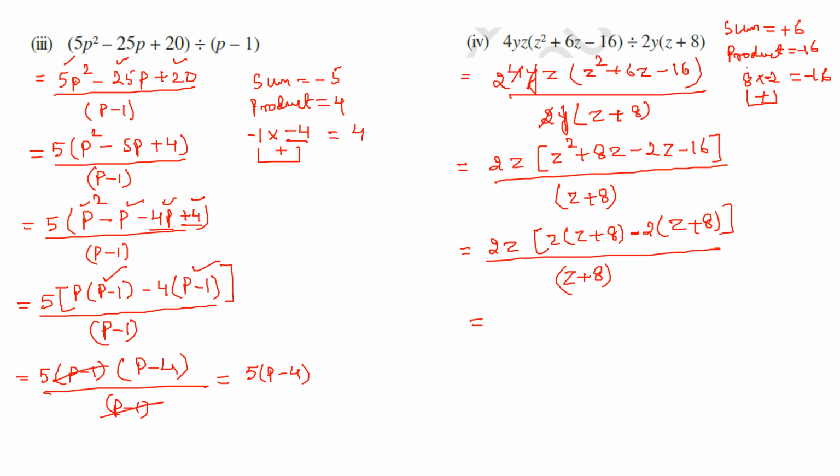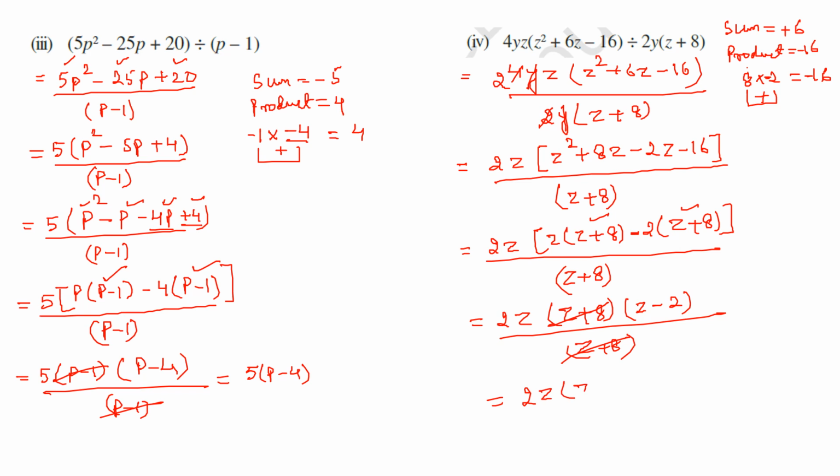Now again I can take z plus 8 common because it is present in both the places. So it will be z plus 8. So I am left with z in the first term and minus 2 in the second term, divided by z plus 8. Now I can cancel out z plus 8. So I am left with 2z into z minus 2. So this is my answer for the fourth question.